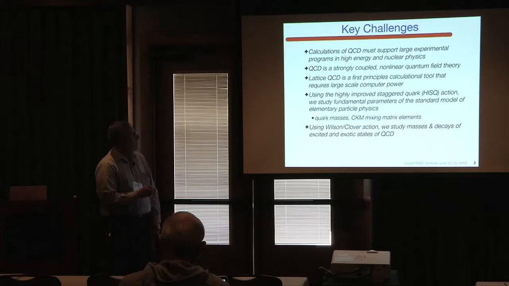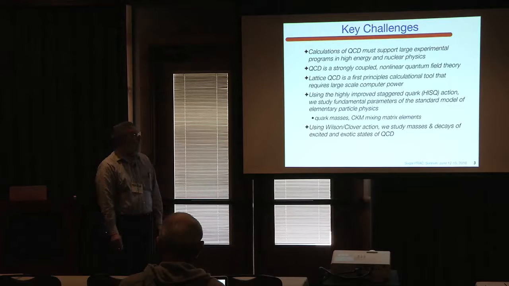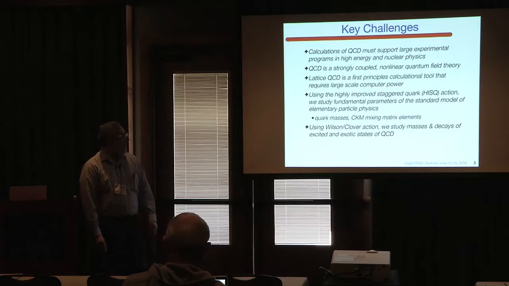And as I mentioned, there are two different groups working as part of this PRAC. One uses what's called the highly improved staggered quark action. And there we mainly try and get fundamental parameters of the standard model. These include things like quark masses and what's called the CKM mixing matrix, which I'll talk a little bit about later. On the nuclear physics side, a different action is used. You can discretize the theory in different ways. This is called the Wilson-Clover action. And what's studied there are the masses of the bound states and also various decays, and in particular, exotic states of QCD, which might include gluonic excitations in addition to quarks.